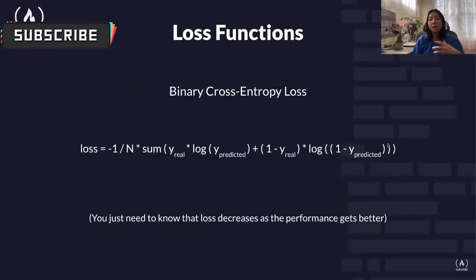Now there's also something called binary cross entropy loss. It looks something like this, and this is for binary classification. This might be the loss that we use. I'm not gonna really go through it too much, but you just need to know that loss decreases as the performance gets better.